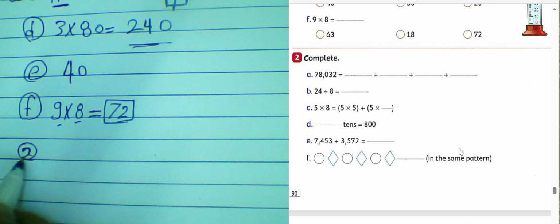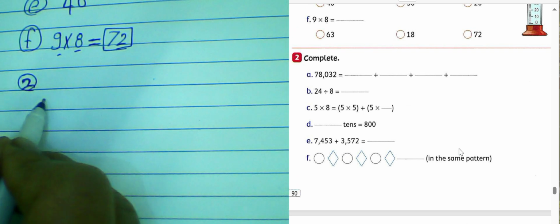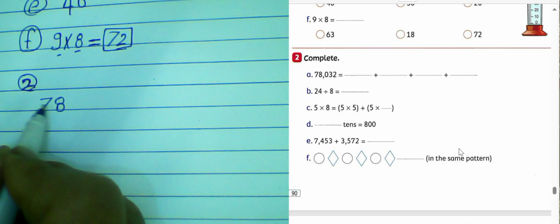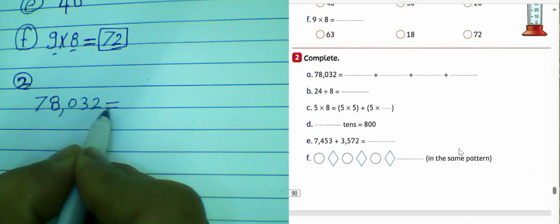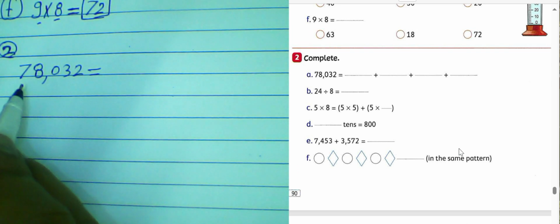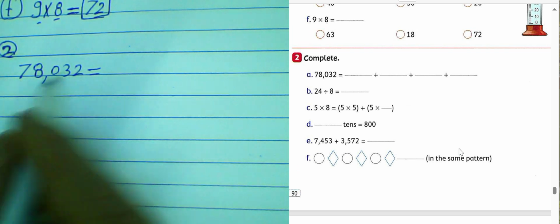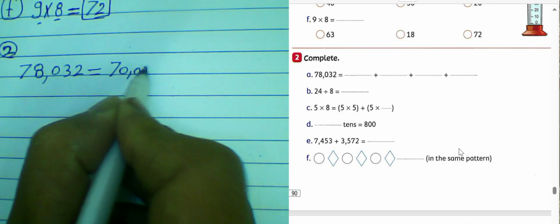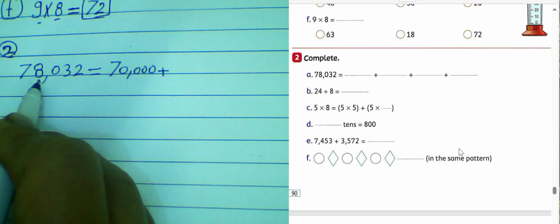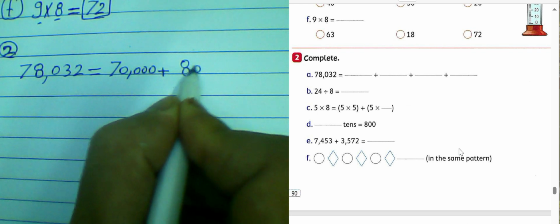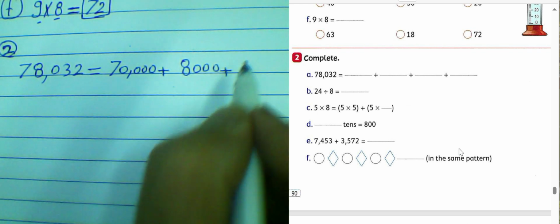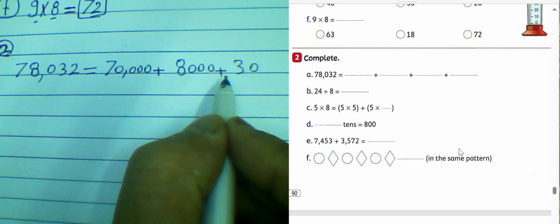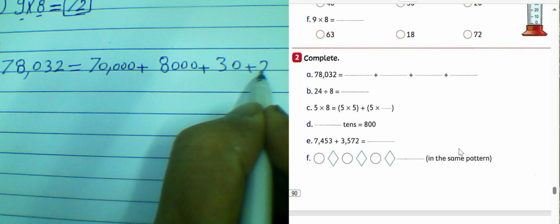Question number 2, complete. We have 78,032. We want to write in expanded form. Right here, 7 lies in 10,000, 70,000. And 8 lies in 1,000, right, 8,000. And 3 lies in tens, the result will be 30. And 2 lies in the ones.